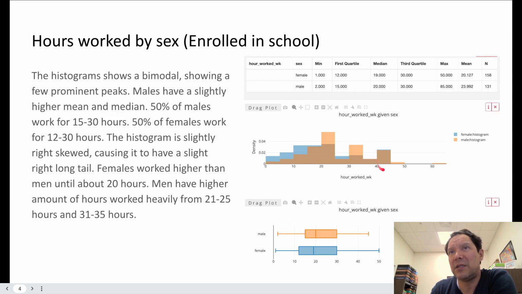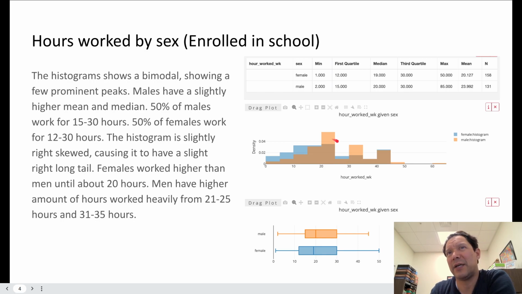You can see this bin right here from 40 to 45, the density for females and males is about the same. But when we look at this bin here from 30 to 35, the density for the males is quite a bit higher than the females. It's over double, it looks like. And then when you look at this one at 20 to 25, there are more males in this bin. It's a little surprising that this little number is different.